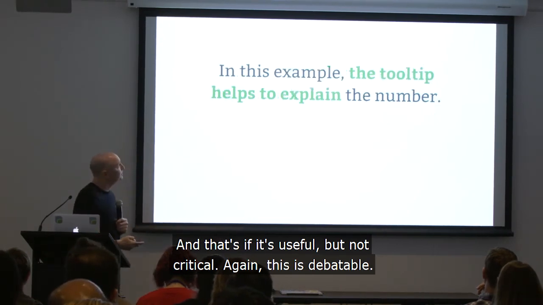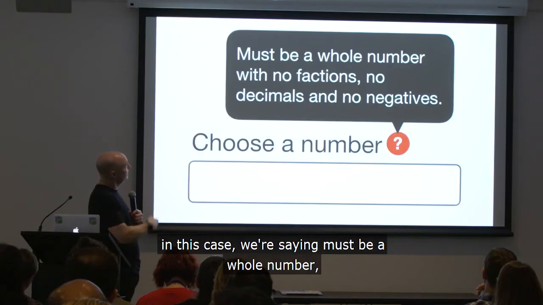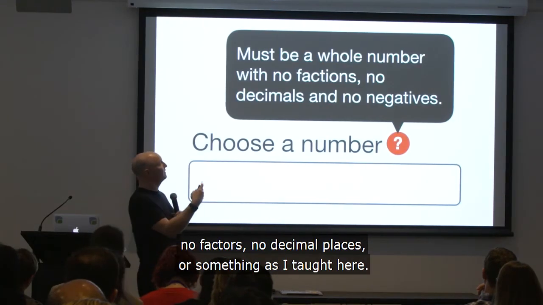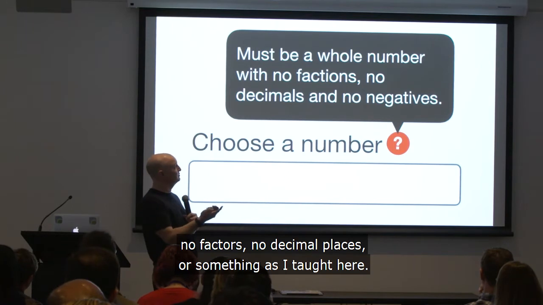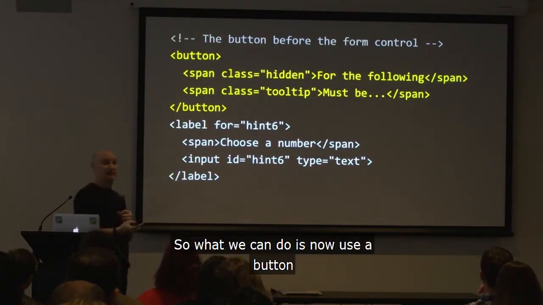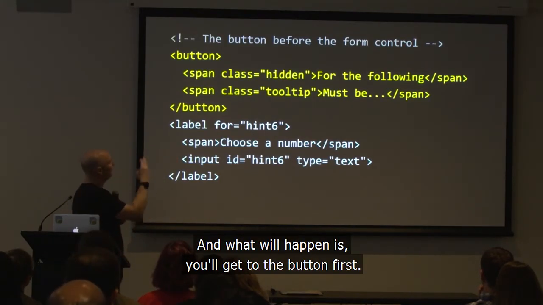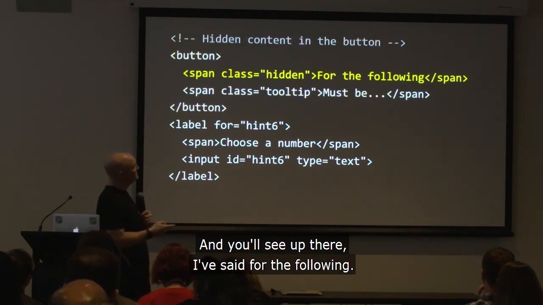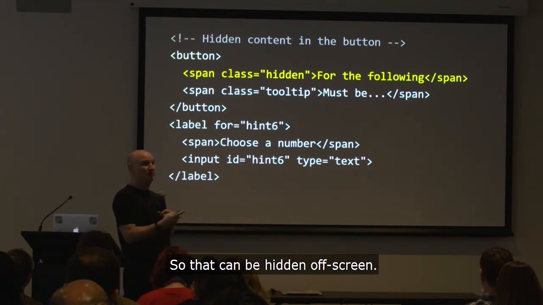Again, this is debatable. So what we could do is, in this case we're saying must be a whole number, no fractions, no decimal places or something is our tooltip. So what we can do is now use a button because we're before the field. And what will happen is you'll get to the button first. And you'll see up there, I've said for the following, so that can be hidden off screen.